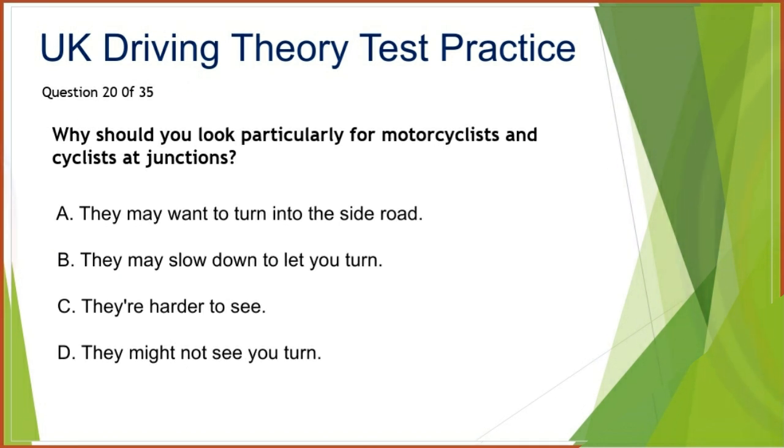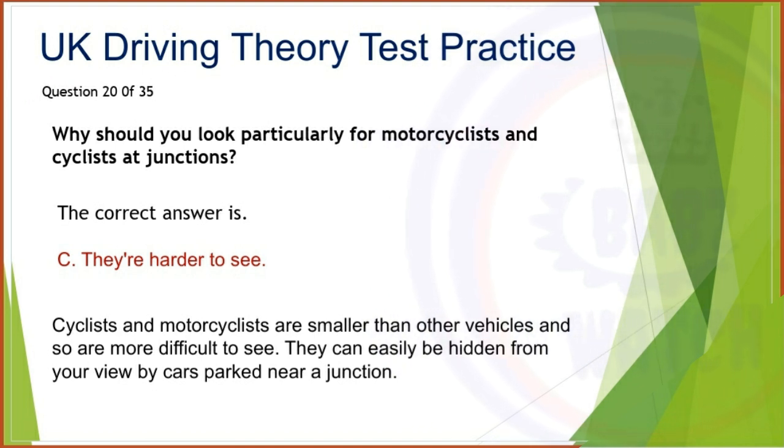Question 20 of 35. Why should you look particularly for motorcyclists and cyclists at junctions? A. They may want to turn into the side road. B. They may slow down to let you turn. C. They're harder to see. D. They might not see you turn. The correct answer is C.